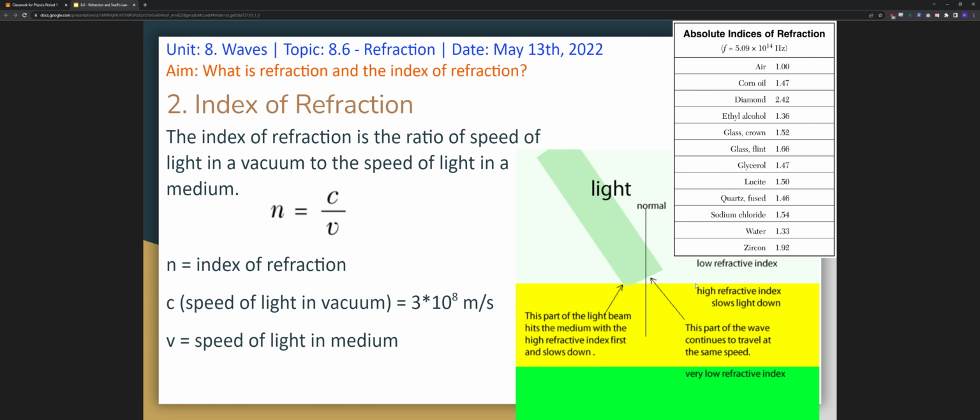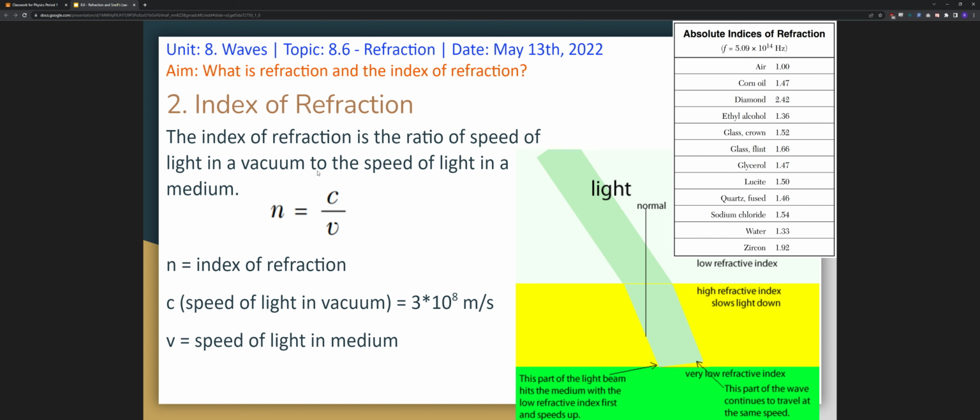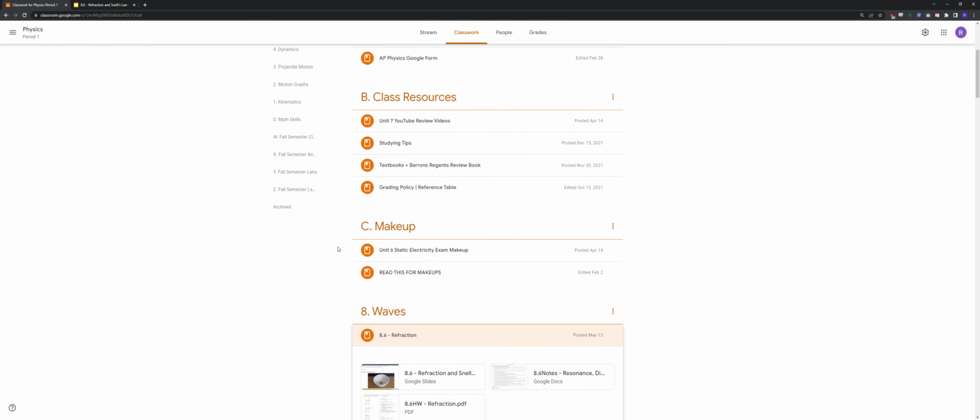Right. So now we move on to something called the index of refraction. The index of refraction is essentially the speed at which a light wave will move in a certain medium. It's a ratio rather. So index of refraction is represented by the letter n. c represents the speed of light in a vacuum. It's on your reference table, first page, third row. Now I'll bring it up for you guys.